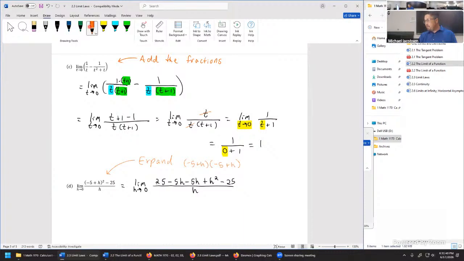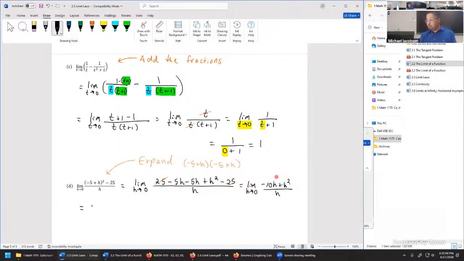It simplifies a good amount. The constants here combine and are wiped out. We have like terms, negative 10h altogether. So this is now the limit as h goes to 0 of negative 10h plus h squared all over h. And you can just divide h into both terms as you would like right at this step.